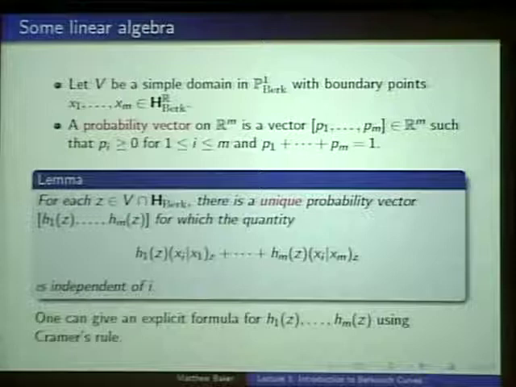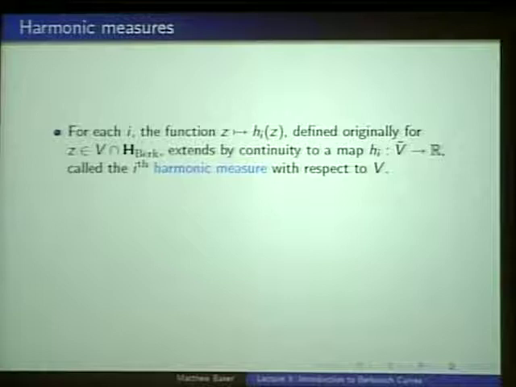So here's the connection. Now you think of h_i as a function of z. So for each z, I get this vector h1 of z through hm of z, a probability vector. And so the function that sends z to h_i of z, well, I only defined it for z in hyperbolic space, but by continuity, since those points are dense, you can show this extends uniquely to a map from V bar to R. And this is called the ith harmonic measure. So this has a classical analog, which is, you'll see the connection in a minute.